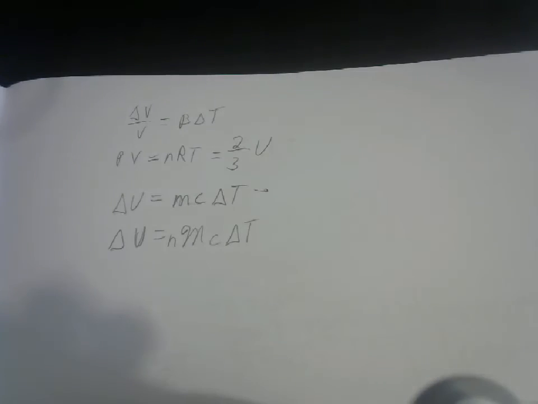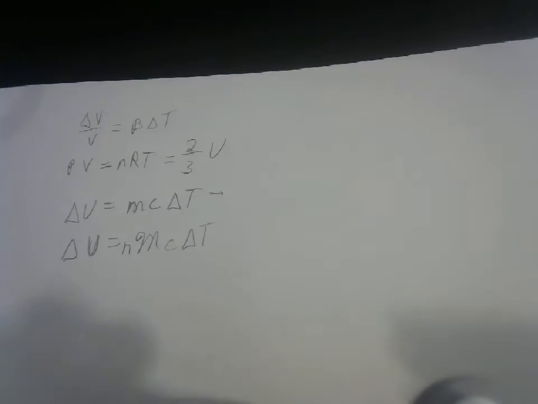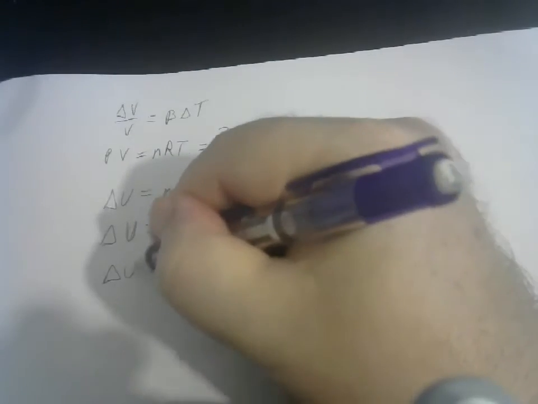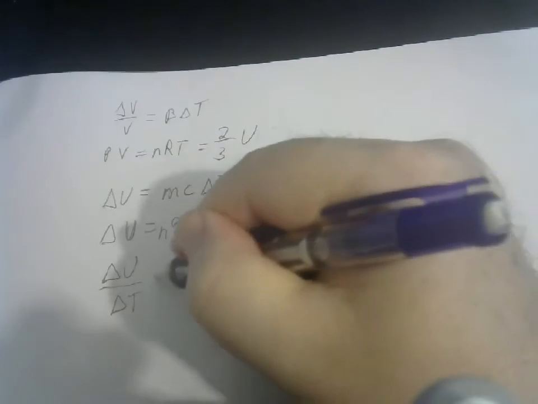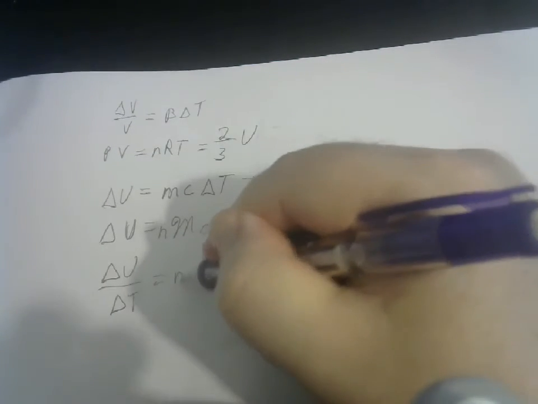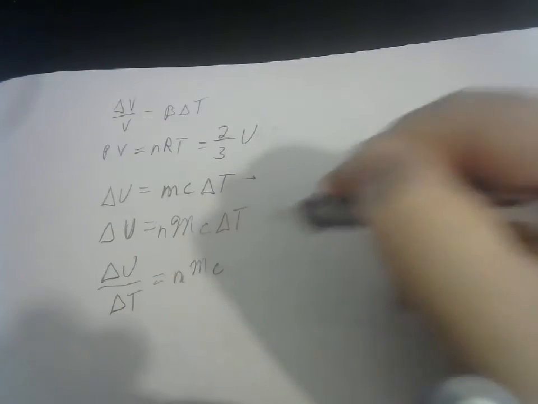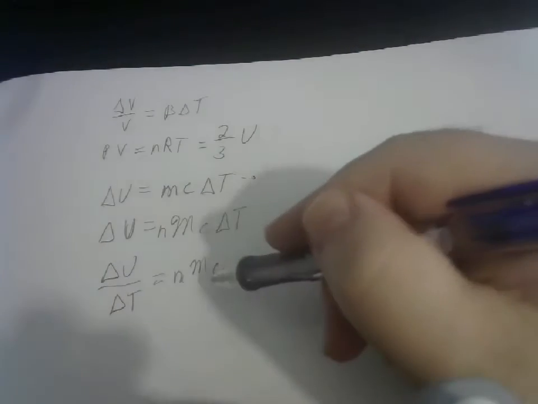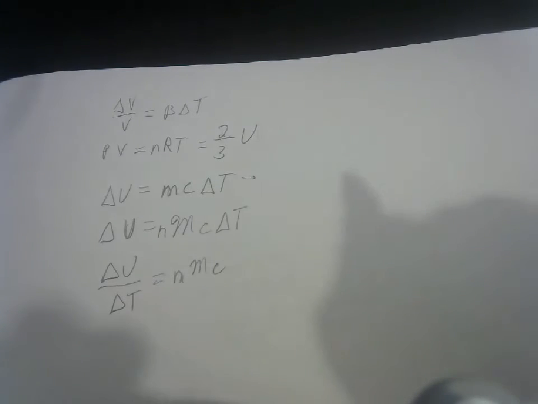And so this can be described as a slope. Delta U over delta T is equal to N times the molar mass times the specific heat, the mass specific heat.